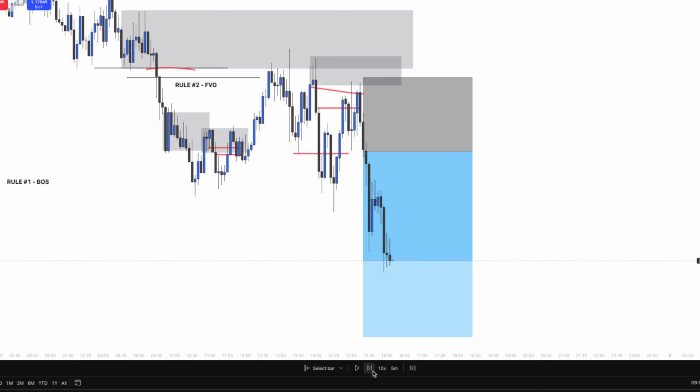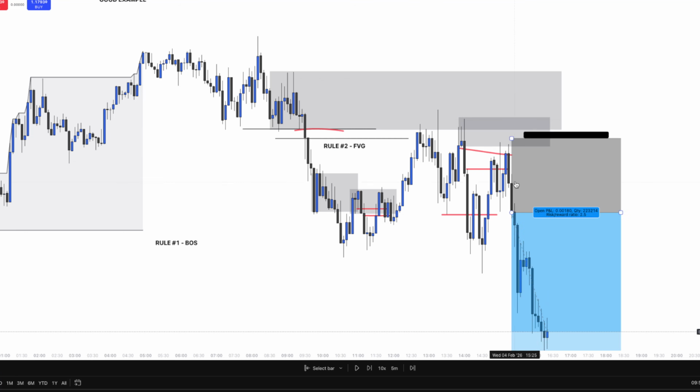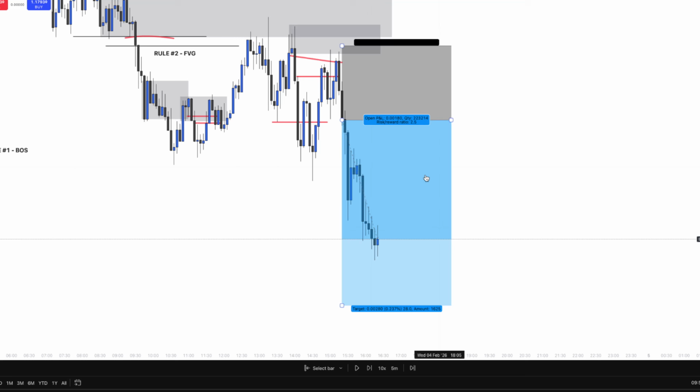So you'd wait for this. And as you can see, it just moves onwards and onwards. So this is a good example of how you can do it. Not only once, you can do it twice, multiple times, to be honest. Look at this as another example.